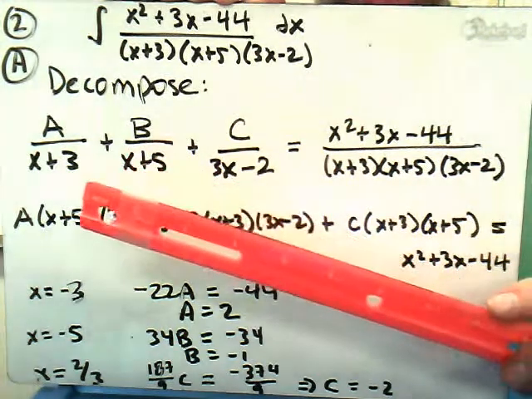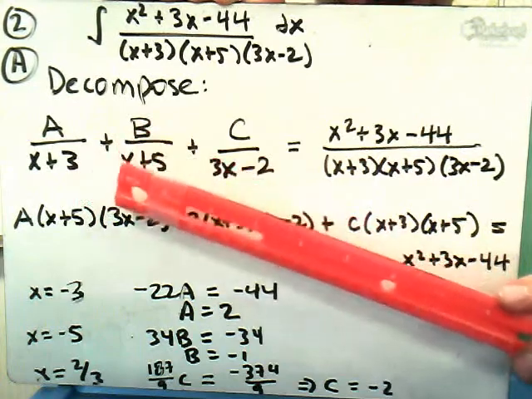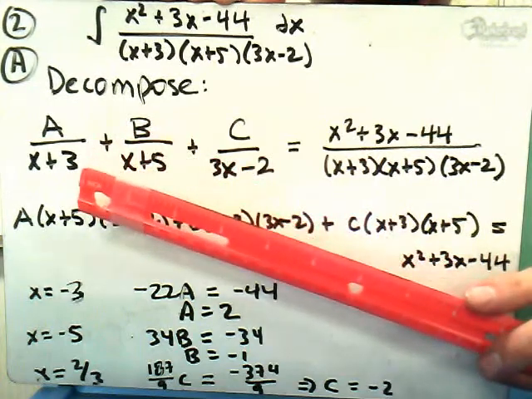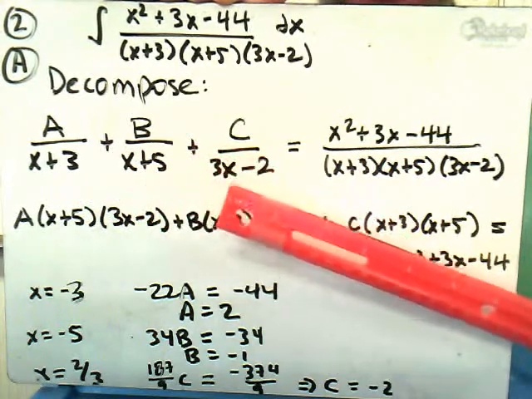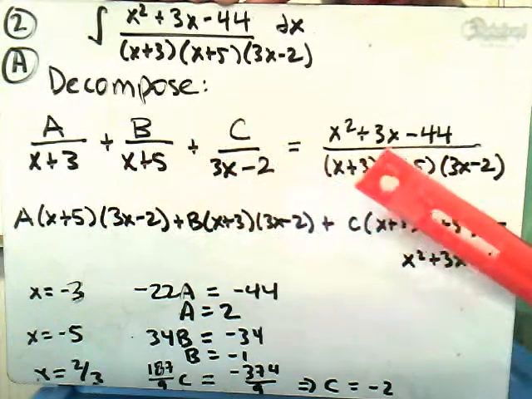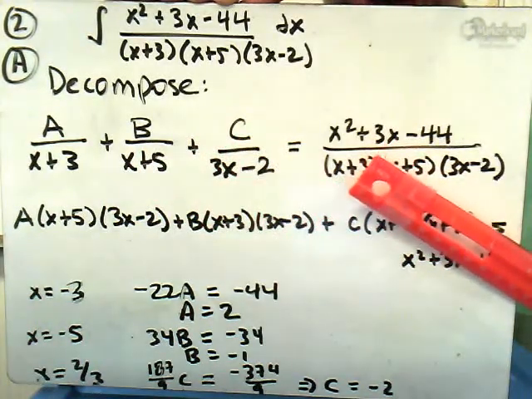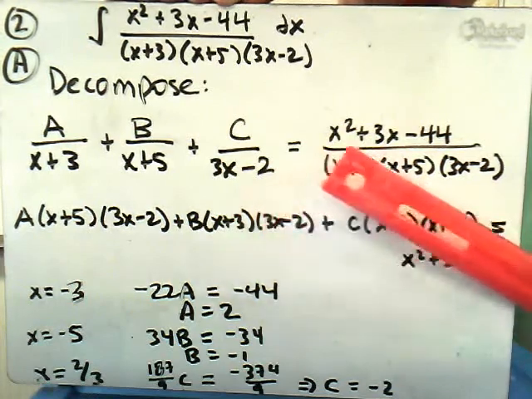We decompose this fraction into its three parts, but we're going to use constants a, b, and c. So here we've got a over x plus 3, b over x plus 5, and c over 3x minus 2, which will all sum together to equal our original, which was x squared plus 3x minus 44 over x plus 3 times x plus 5 times 3x minus 2.